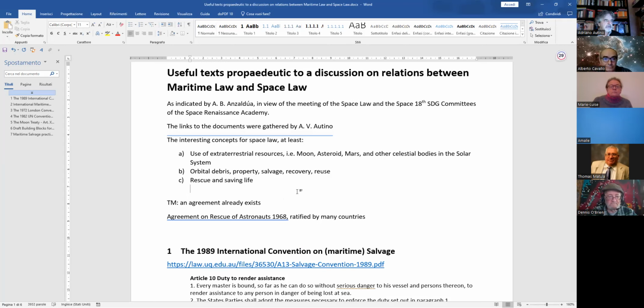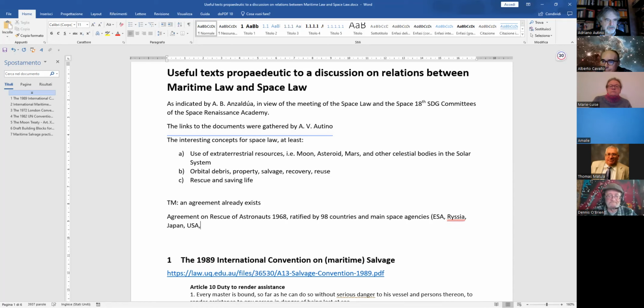Yeah, and the number is 98 states have ratified it, 23 more have signed it, and three international organizations, the Intersputnik Group, the European Organization for the Exploitation of Meteorological Satellites, and ESA have also accepted it. So it's very widely accepted and agreed to, and there's no issue over there. And the main space agencies, right? Yeah, ESA, Russia, Japan, the United States, India, they're all members of it. Good.